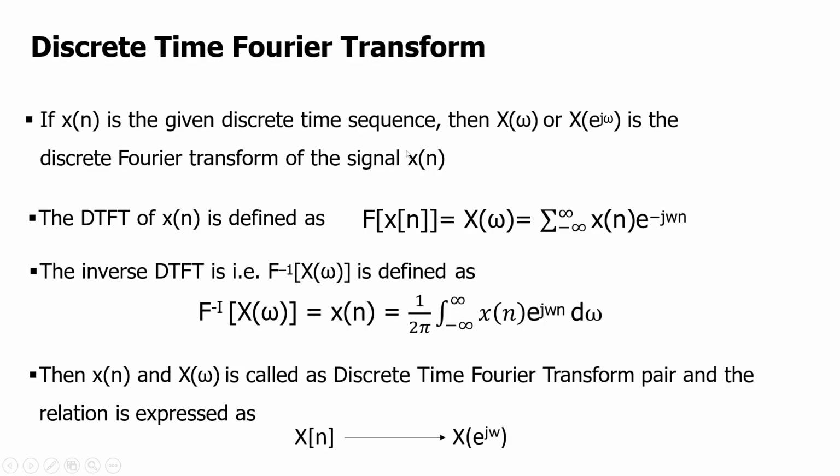So how it is represented means, for a sequence x of n, it is given as X of omega, and this is the formula, summation over minus infinity to infinity x of n e power minus j omega n, and this integration will give you the inverse DTFT formula. Since the discrete time Fourier transform is continuous in domain, it will take integration in inverse transformation, and this is representing the Fourier transform pair.